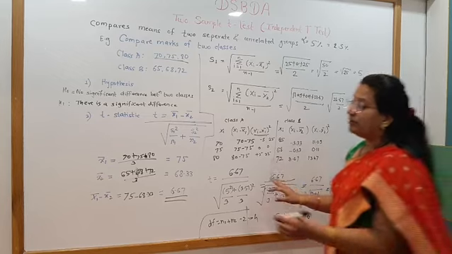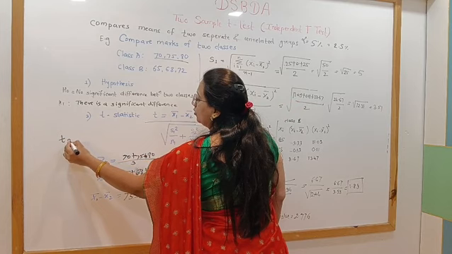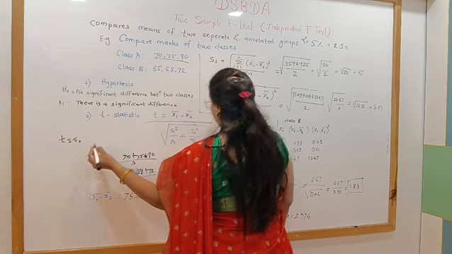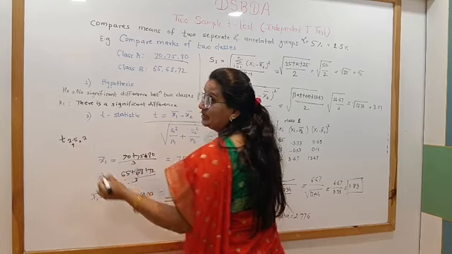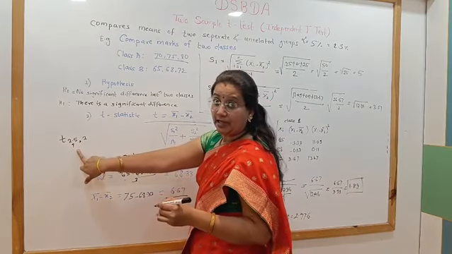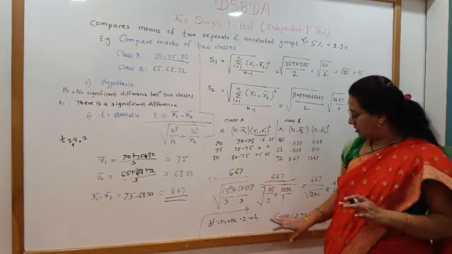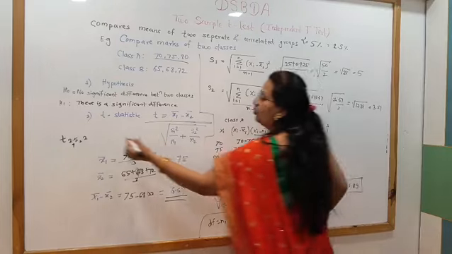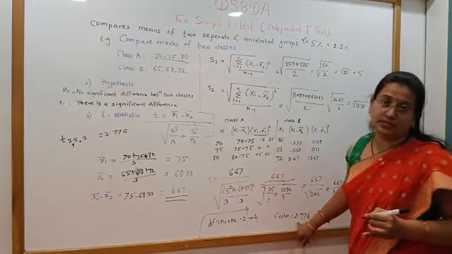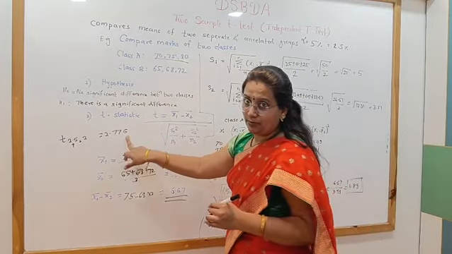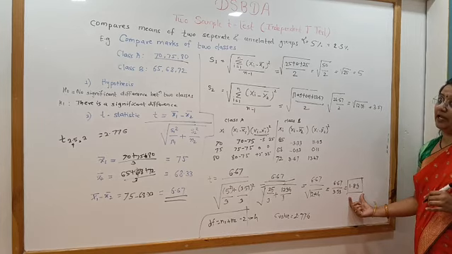For the critical value I write t 2.5 comma 4. This is the value of significance, that is 2.5% here I consider, because I use the two tail test here. So its value is 2.776. This is my critical value, and this value 1.89 is my calculated value.